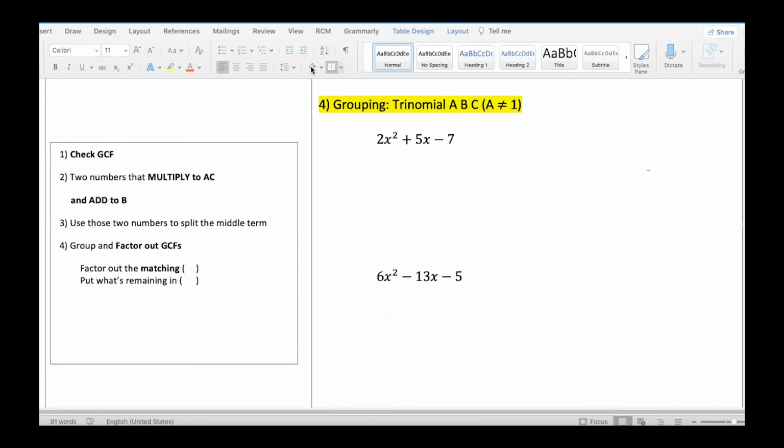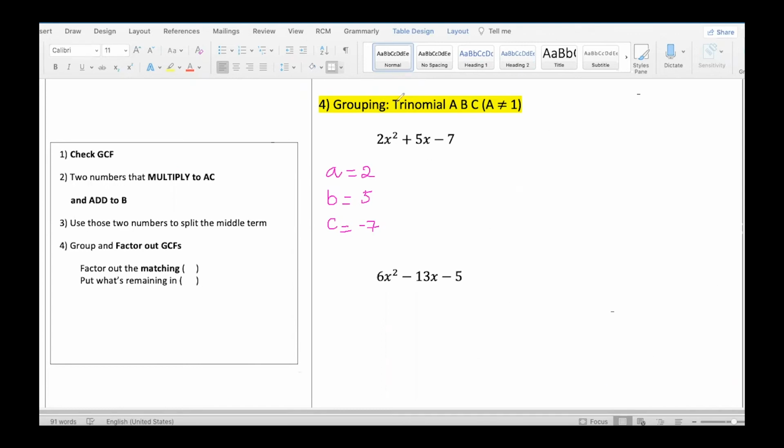Finally, our last factoring method is called grouping, trinomial ABC when a is not equal to 1. So let's take a quick look. We will have exactly the same thing we've been doing. We have a, b, c. It's a trinomial, 1, 2, 3. So this time, our a value is 2, our b is 5, and our c is negative 7. The a value is not equal to 1. So how can we do this method?